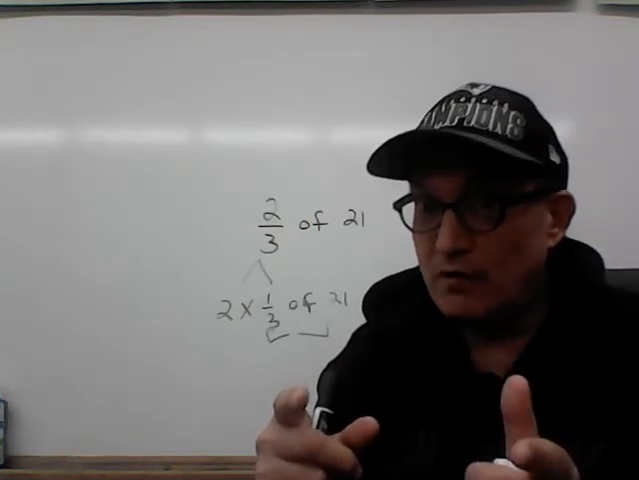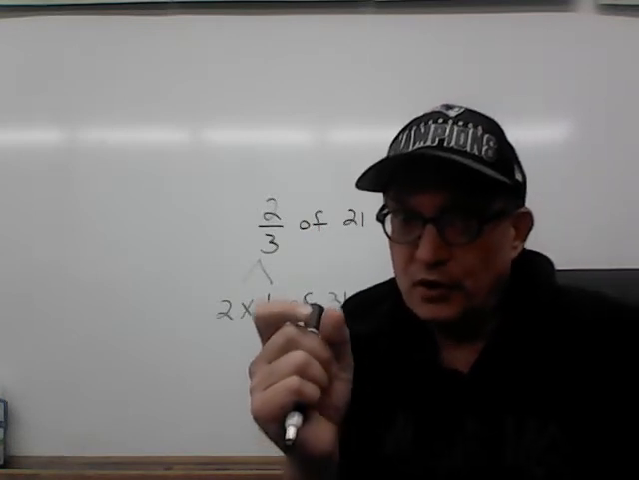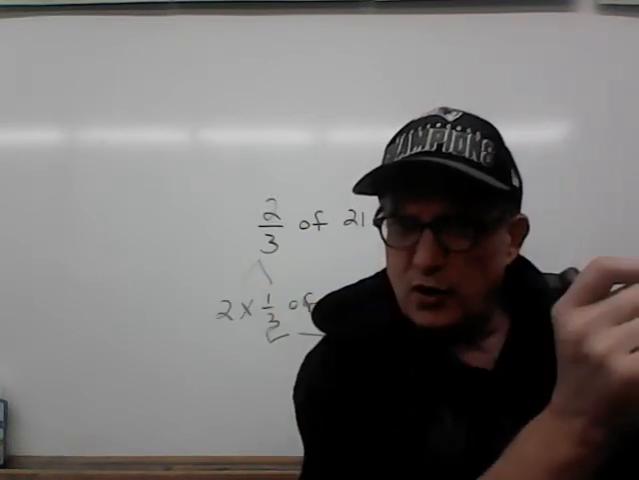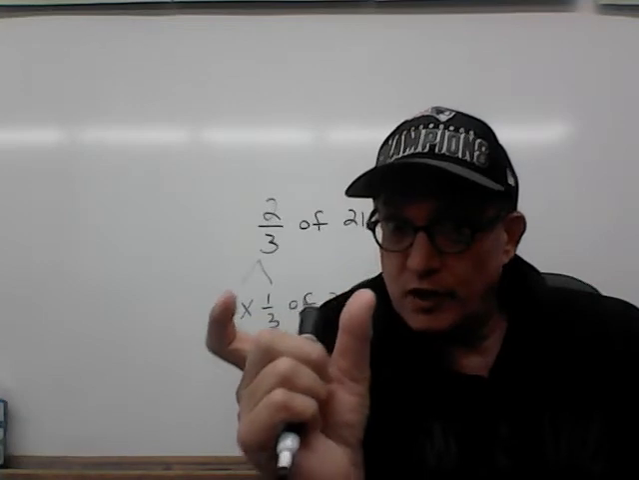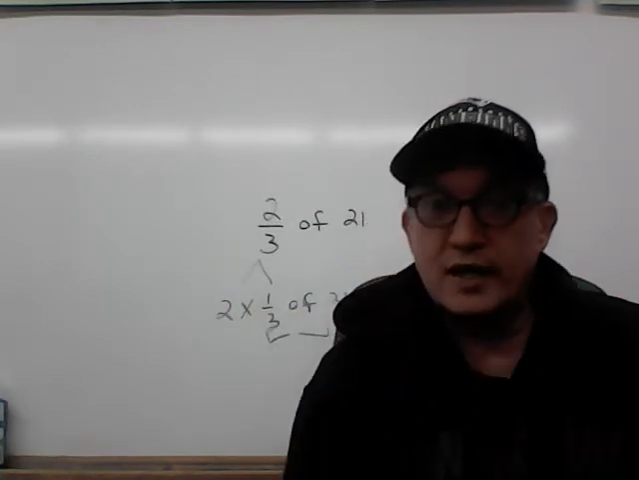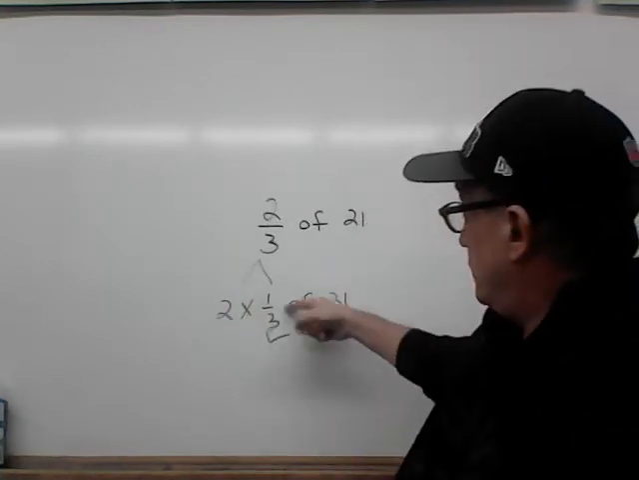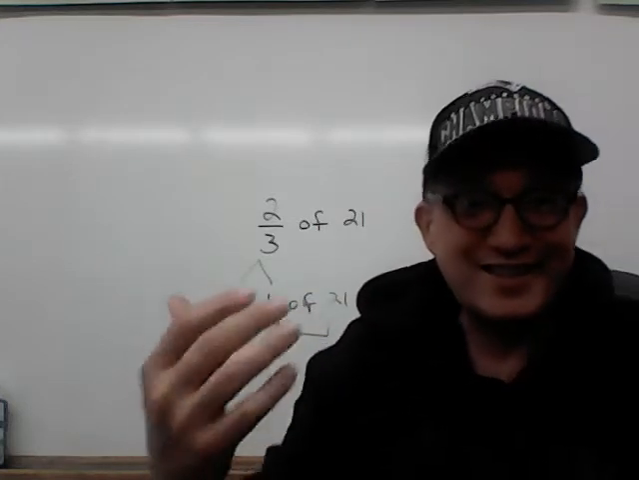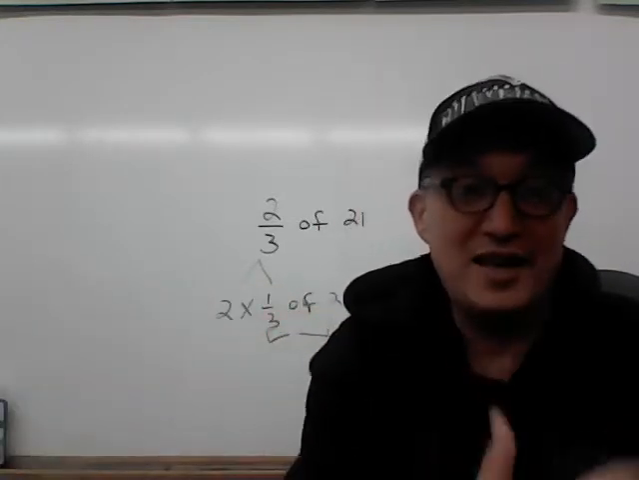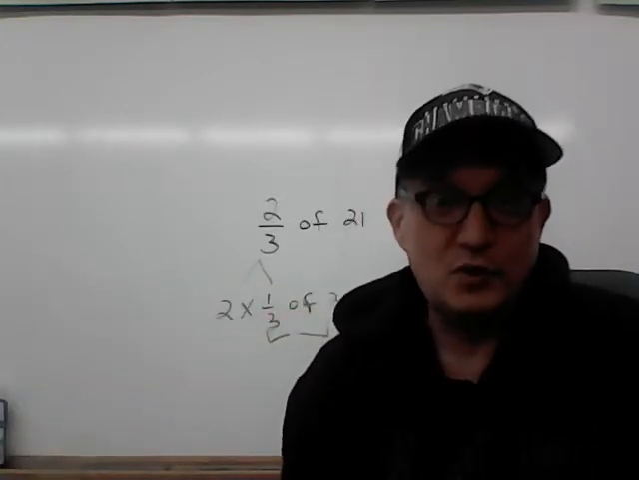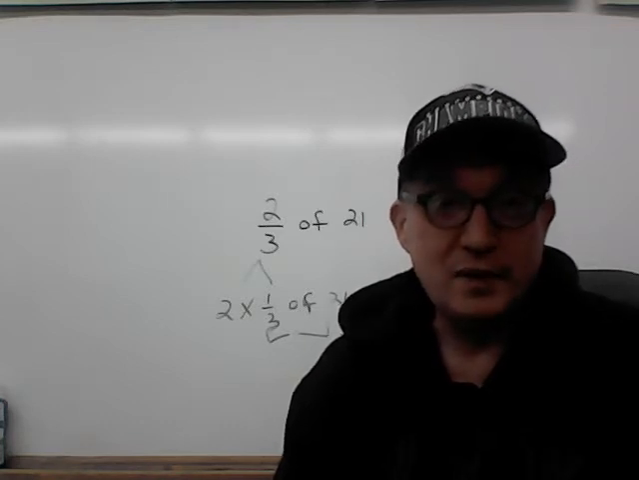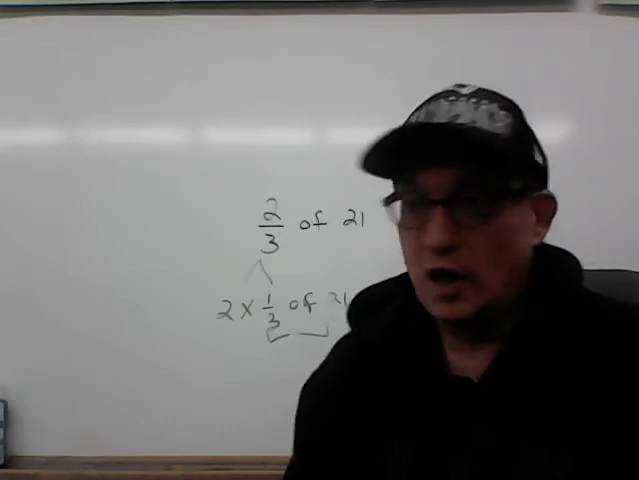But we've seen that before. When we're talking about thirds, how do you create the thirds number line? You divide the distance between 0 and 1 into 3 equally sized pieces. So this 1/3 of 21 is telling us to divide the 21 into 3 equally sized pieces. And each piece, of course, would be 7 units long.